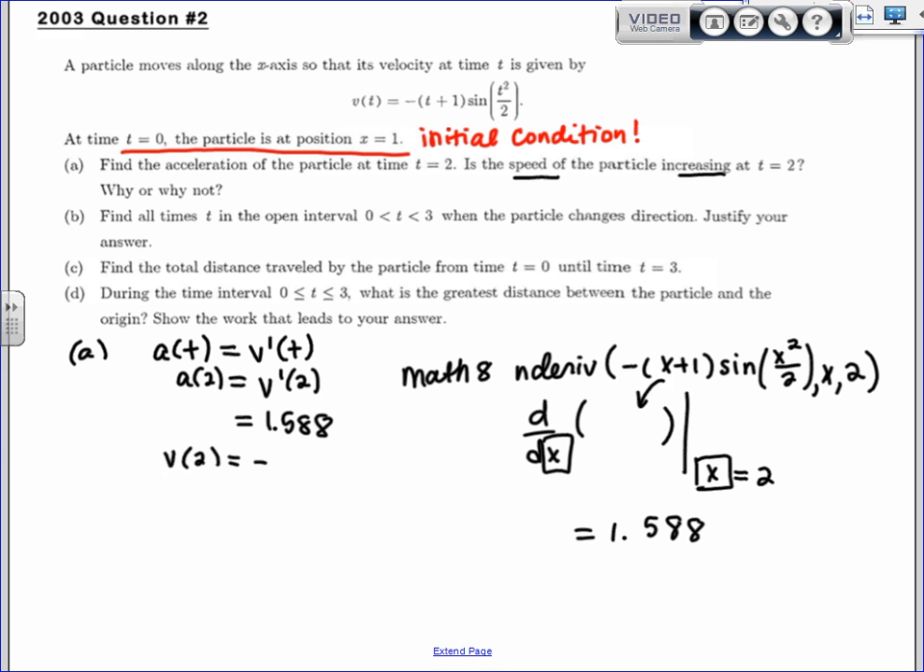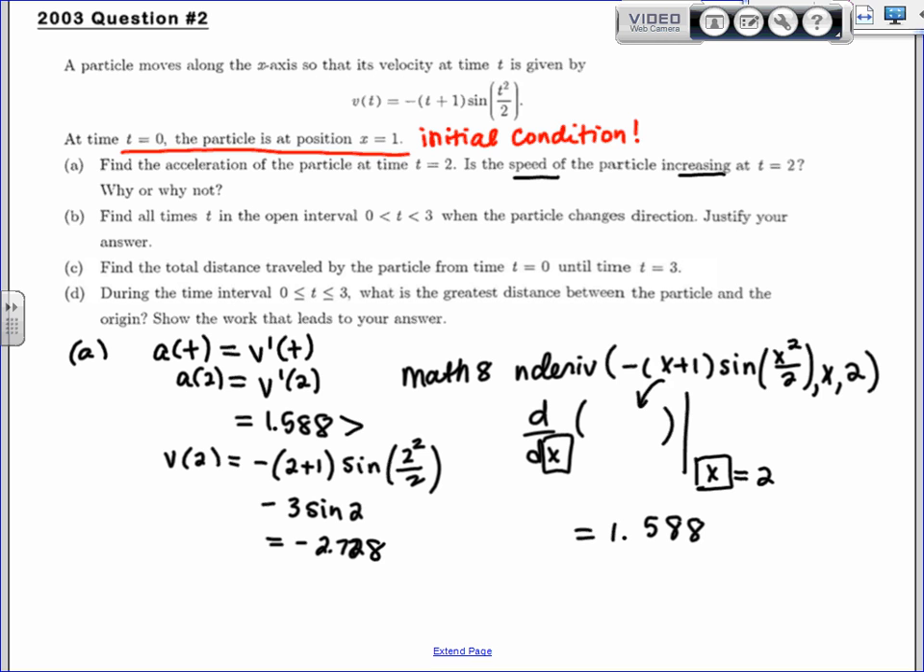Well, let's plug it in. I have negative 2 plus 1 times sine of 2 squared over 2. So I get negative 3 times sine of 2. And negative 3 sine, did I do that right? Sine of 2 is negative 2.728. It's negative. Sorry, pretend your teacher knows how to round. It's like pre-algebra skills there.